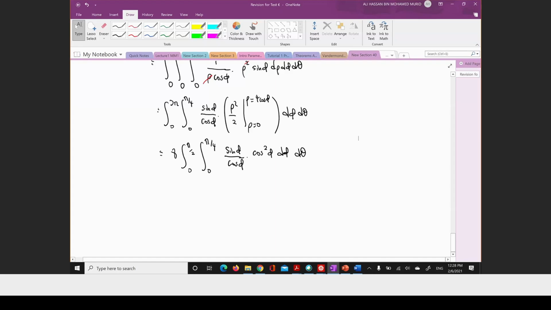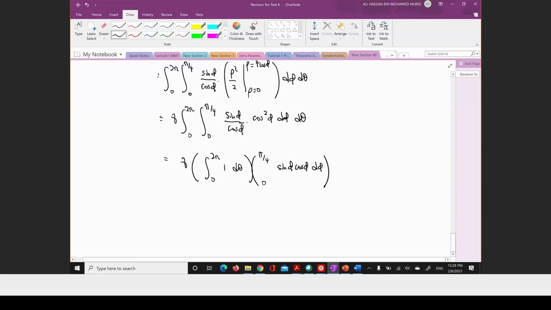Yes, I can write this as a product. I'm sorry, this should be 2 pi. We can write this as the product of two single integrals. One cosine cancels out, so we get sine phi cosine phi d phi. So the first integral is clearly 2 pi.